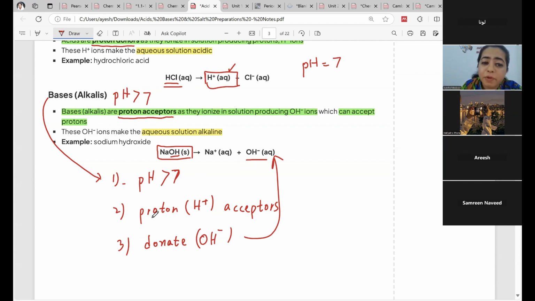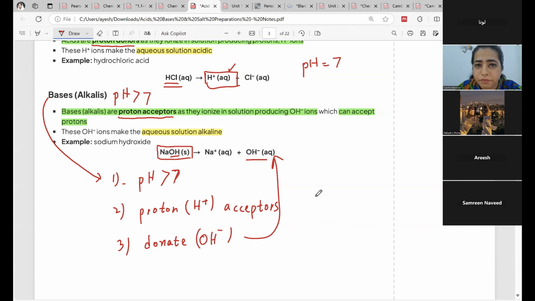So we can apply this proton acceptor definition as well. We will see some examples where we can apply only the proton acceptor definition. In some examples, we can apply the donation of OH negative. So both definitions will be applicable. Okay. So we have some questions here. Yes, Luna.